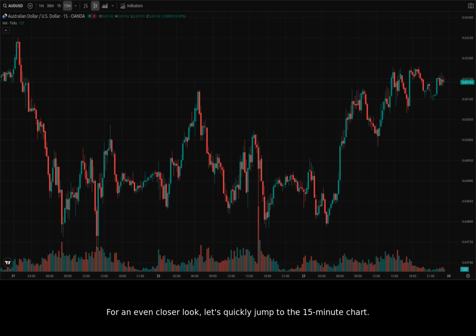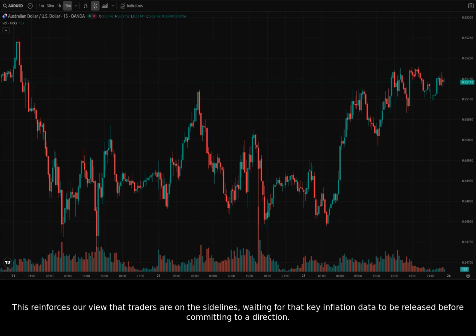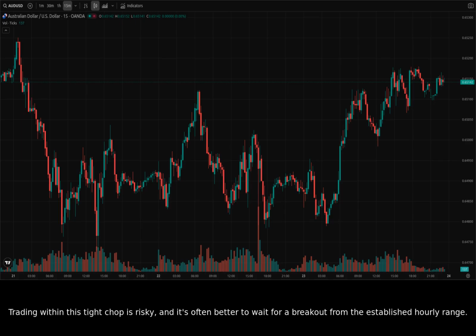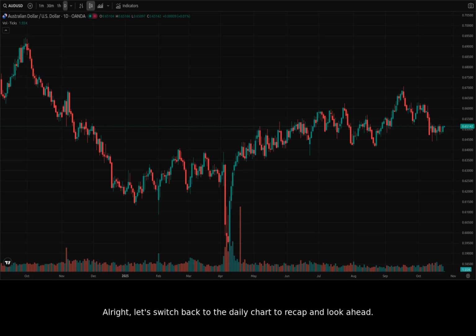For an even closer look, let's quickly jump to the 15-minute chart. As you can see, the price action over the last several hours has been extremely choppy and sideways. This is the definition of a market in consolidation, lacking any clear directional bias. This reinforces our view that traders are on the sidelines, waiting for that key inflation data to be released before committing to a direction. Trading within this tight chop is risky, and it's often better to wait for a breakout from the established hourly range. Alright, let's switch back to the daily chart to recap and look ahead.